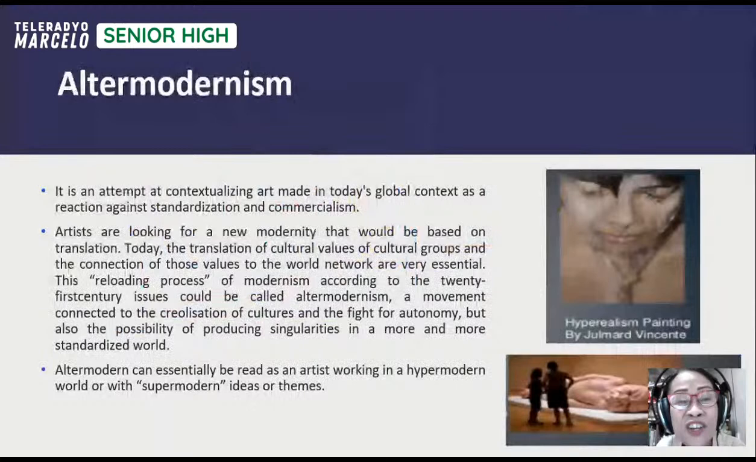So, a movement connected to the creolization of cultures and the fight for autonomy, but also the possibility of producing singularities in a more and more standardized world. Ultramodern can essentially be read as an artist working in a hypermodern world or with supermodern ideas or themes.